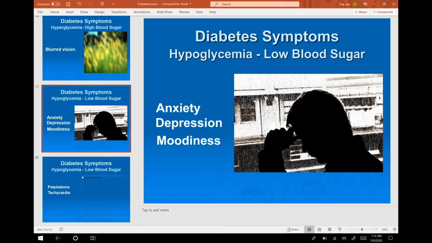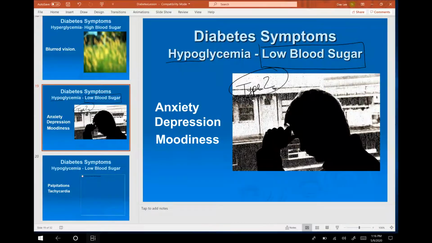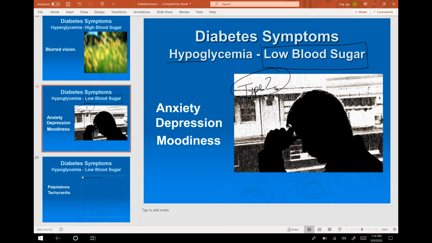Let's look at hypoglycemia. Again, this one means low blood sugar. This one is more associated with type 2 diabetes. In this case, what you see with hypoglycemia, the common symptoms: anxiety, depression, moodiness, okay? Now, you might think to yourself, these are all factors of emotion. How could that be if it's only about sugar? Your brain is actually one of the organs that uses the most sugar in your whole body. It constantly needs sugar to be functioning. When your body's not getting enough sugar, you'll notice a change in your thinking and a change in your mood, okay?